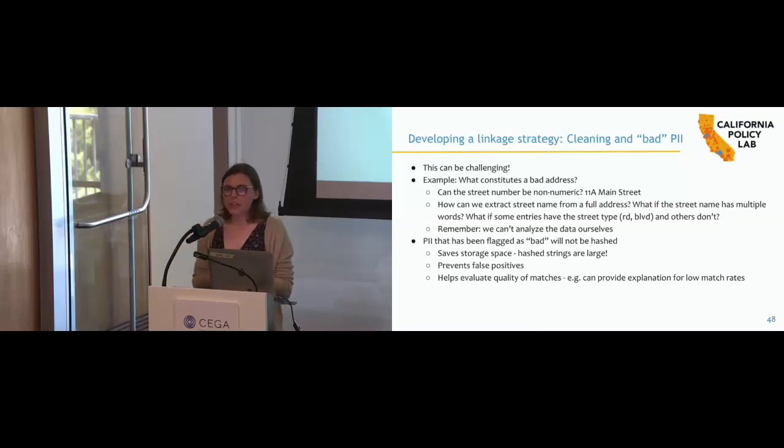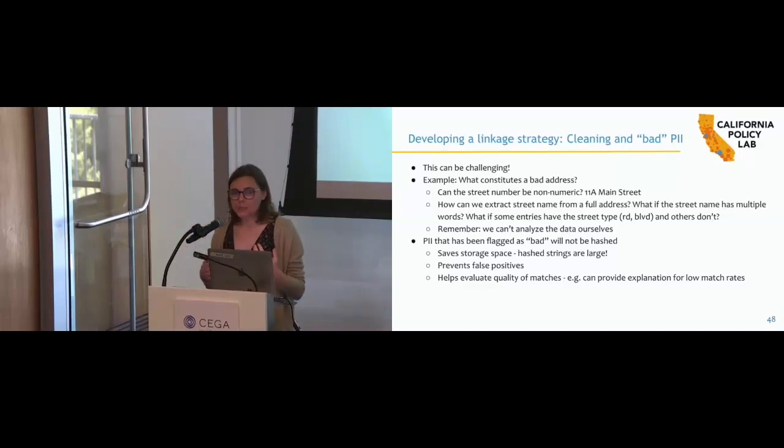And once you have your strategy for what is considered bad PII, we will not hash the bad PII. So we'll replace that to be missing, and we'll just have a flag that says, yes, this was bad. One reason for this is that it simply saves storage space. So the hash strings are very, very large, and we're often working with large administrative data sets. So anywhere where we can save space, that's very important.